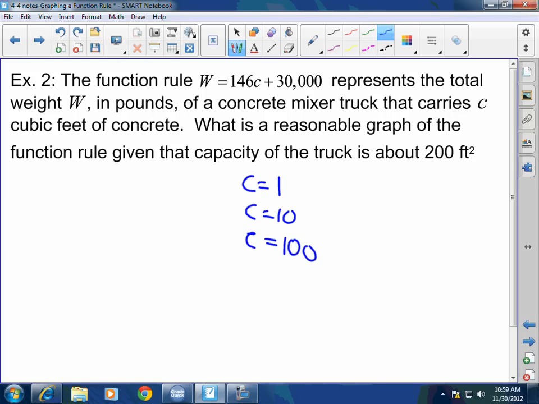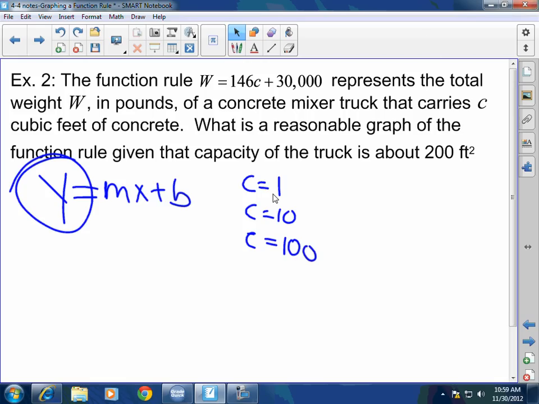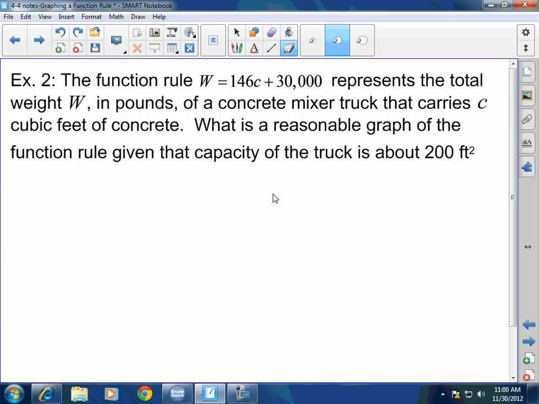Didn't we talk about the fact that y equals mx plus b? Y, what it equals is the dependent. That is what's dependent. So the weight here is dependent on how many C cubic feet of concrete there is. Does that make sense, guys?